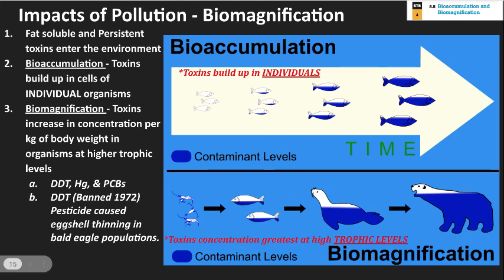DDT was banned in 1972 as a pesticide that caused eggshell thinning in bald eagle populations as a side effect. It was a great pesticide, killed mosquitoes and other insects, but at the end of the day, its ability to magnify through the food chain was a really big issue for top predators like bald eagles. So ultimately, this is the per unit of body mass. That's the way to think about it here in terms of concentration being higher up on the food chain being affected. So, DDT, mercury, PCBs tend to be things that we see having the most nasty effects as they accumulate and magnify through the food chain.